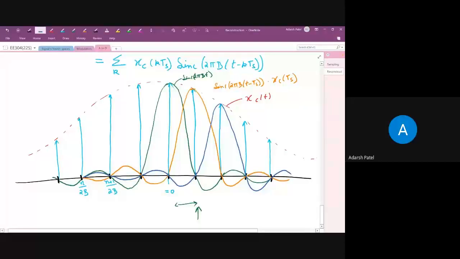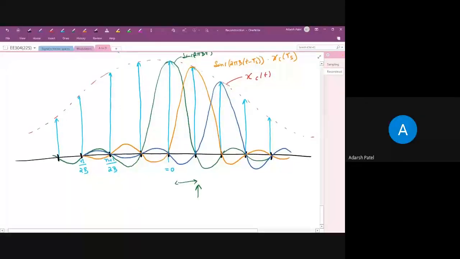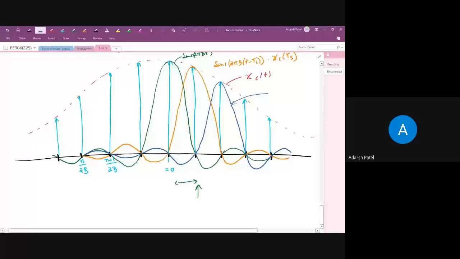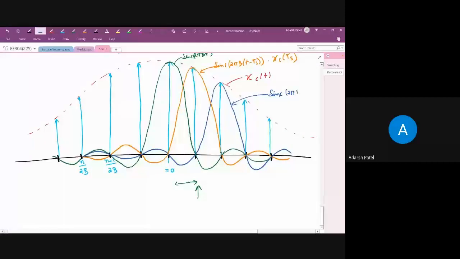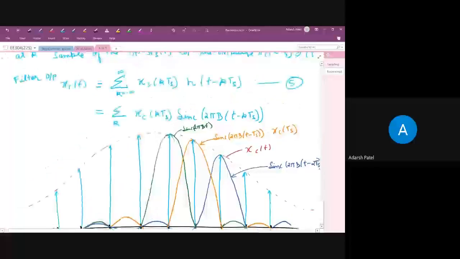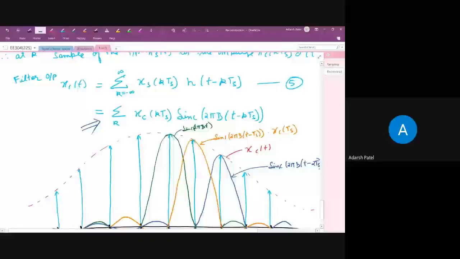Okay, so is this making sense? If I now see at integral multiples of Ts, it has got only one non-zero value. If I sum these plots, let me just write this also. This is sinc 2 pi b (t minus 2Ts). Now if I sum these up, this is the summation over all these values.